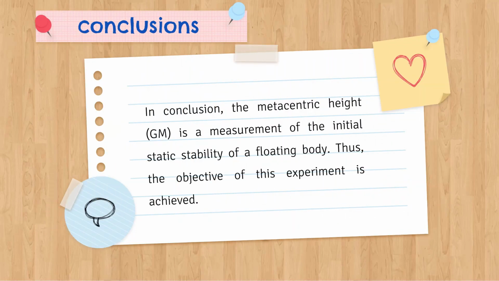Lastly, conclusion. In conclusion, the metacentric height GM is a measurement of the initial static stability of a floating body. Thus, the objective of this experiment is achieved.